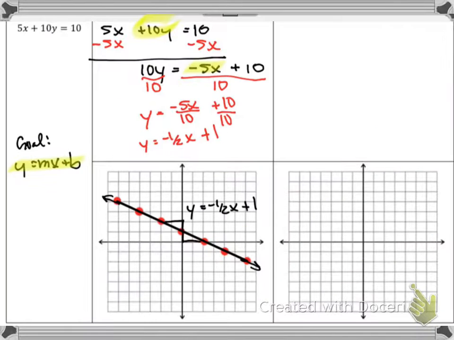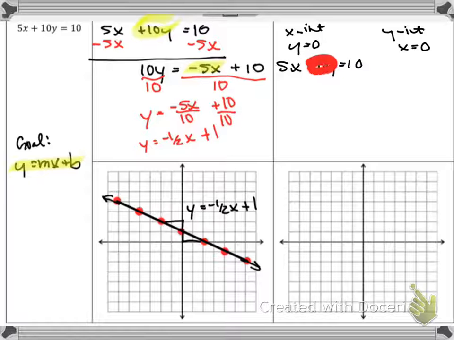Let's do one more graph. This time we have 5x plus 10y equals 10. And again, we're going to find the x-intercept and the y-intercept. And then we will plot those 2 points. So we have 5x plus 10y equals 10. Okay, this time I'm going to use the covering method. I'm going to cover up the y part. So we have 5x is equal to 10. So x is equal to 2. So we have the point 2, 0.